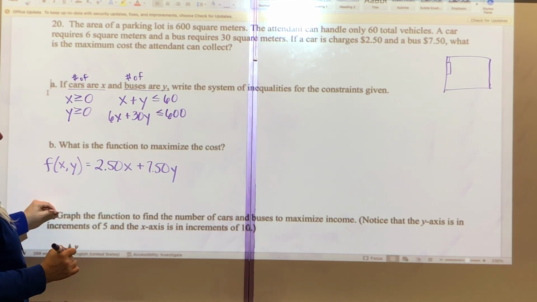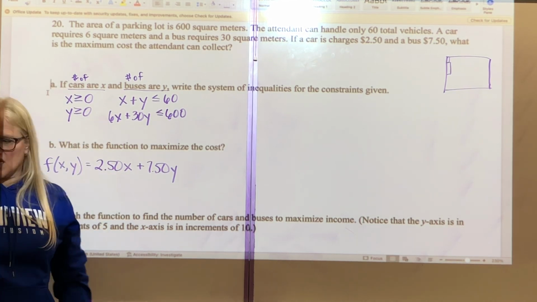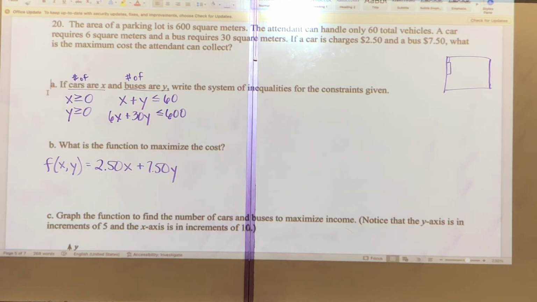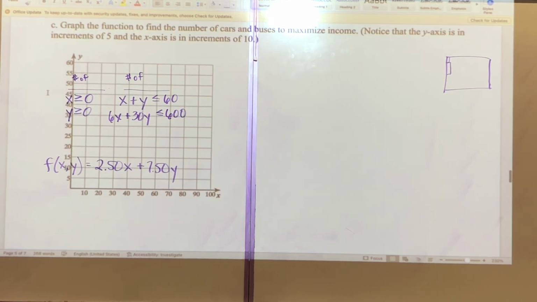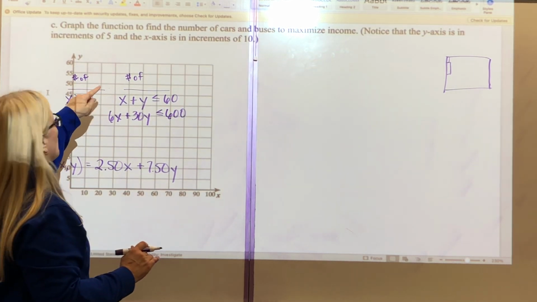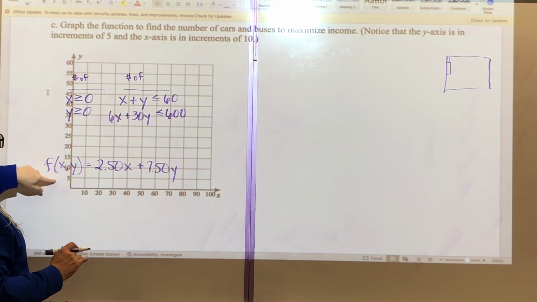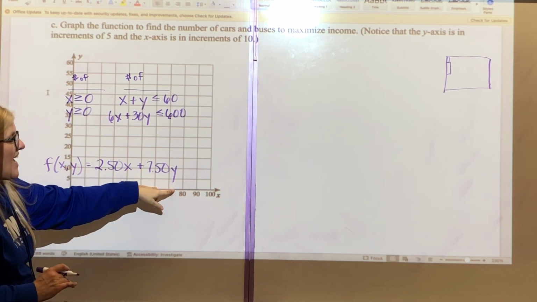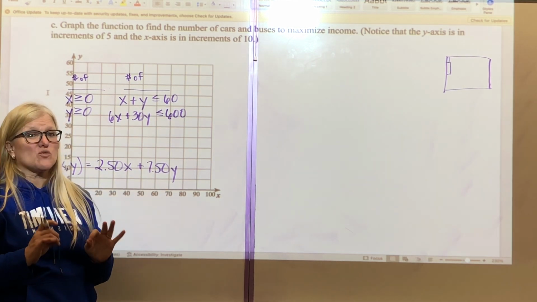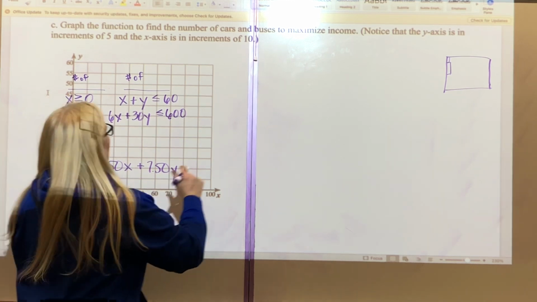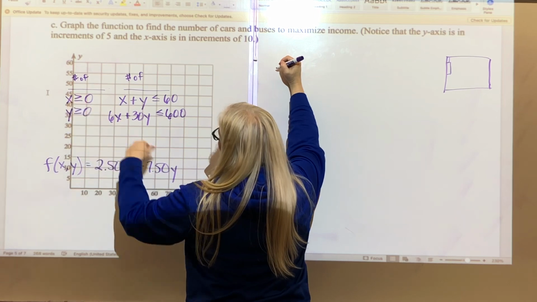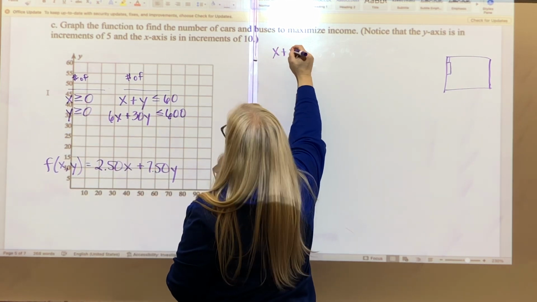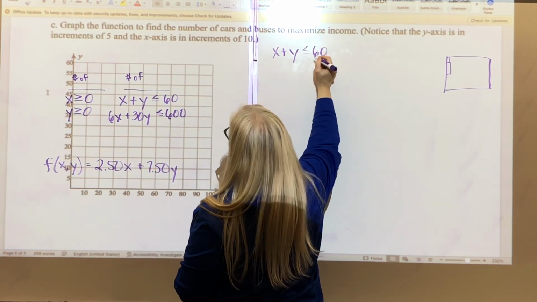Now we're going to graph this. This part is important. It says to notice that the y-axis is in increments of 5 and the x-axis is in increments of 10. So that's really, really important. Let me rewrite. I don't need to write x and y are greater than 0. I think we know that. So x plus y is less than or equal to 60.